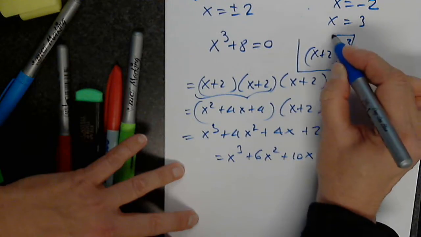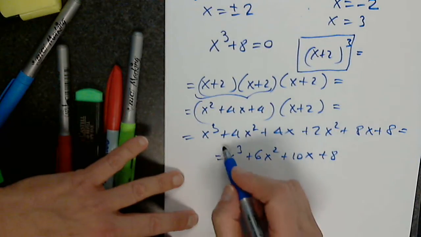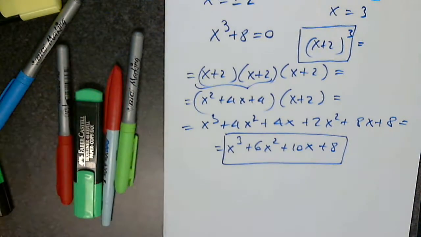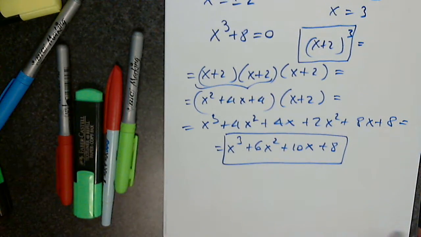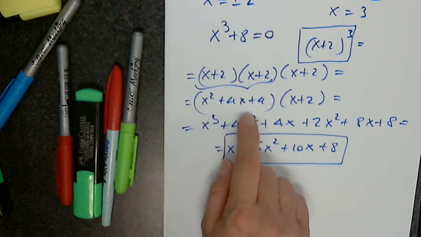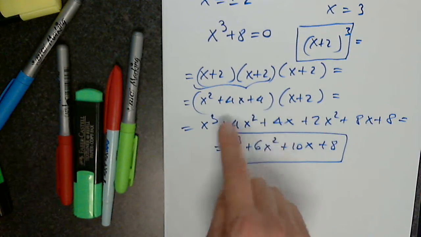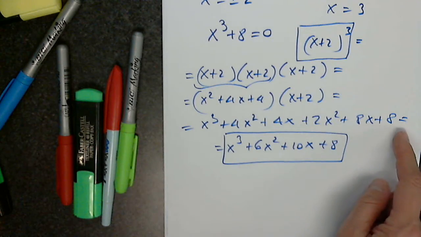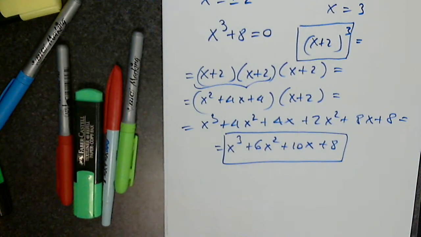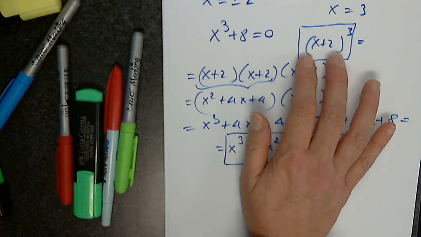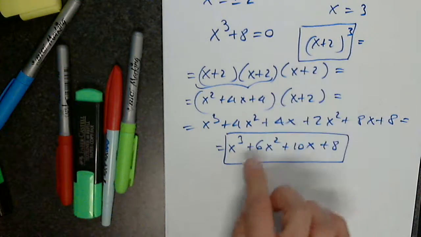I want you to see and never, ever say x plus 2 to the third power, because x plus 2 to the third power has 4 terms. X plus 2 squared is this, which we know from 2 months ago. And then I just distributed x to these 3 terms, and 2 to these 3 terms, and then I combine like terms. So you can never say that x cubed plus 8 is x plus 2 cubed, because x plus 2 cubed is this.